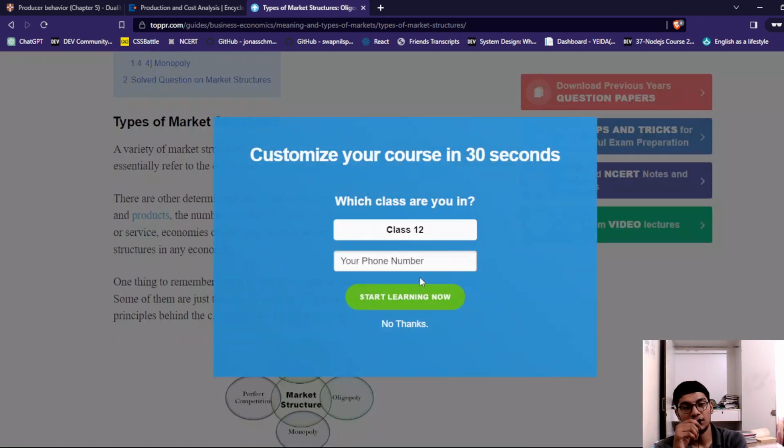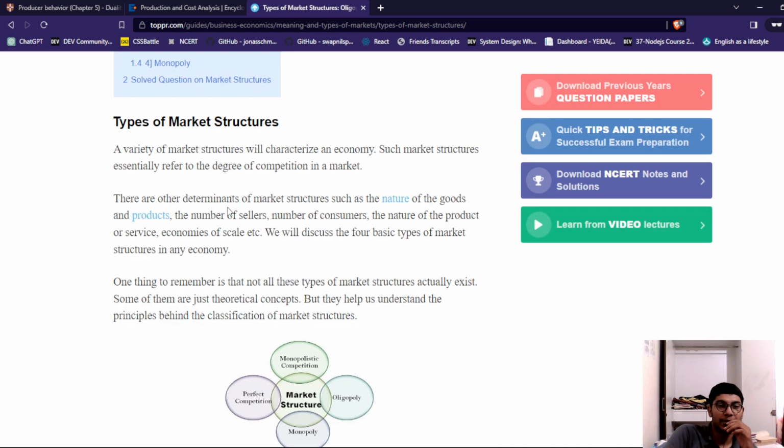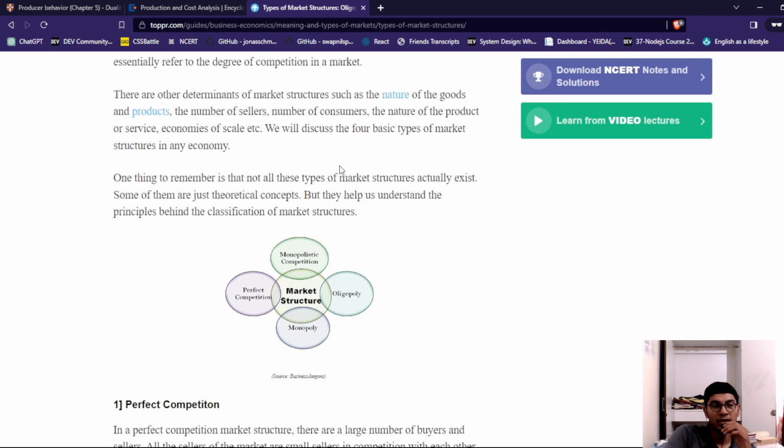Types of market structure. A variety of market structures will characterize an economy. Market structure refers to the degree of competition. There are determinants of market structure, such as the nature of the good or product, the number of sellers, the number of consumers, and economic size. We will discuss the four basic types of market structure in an economy.